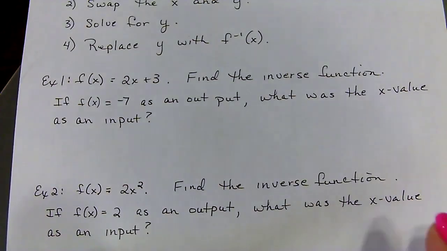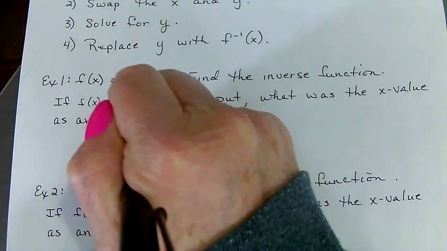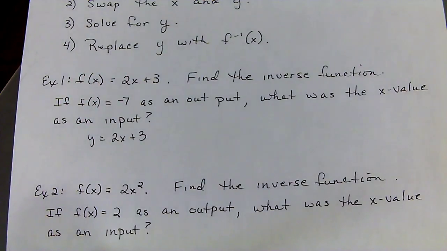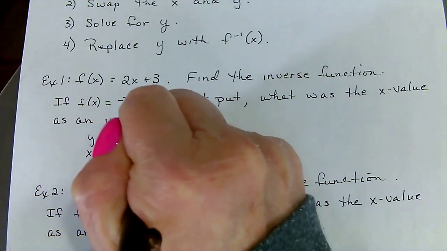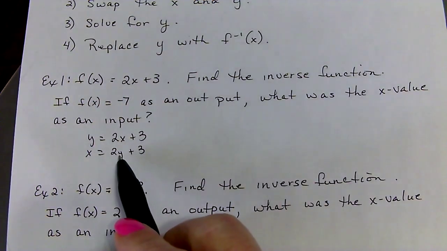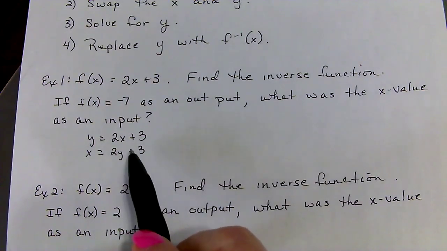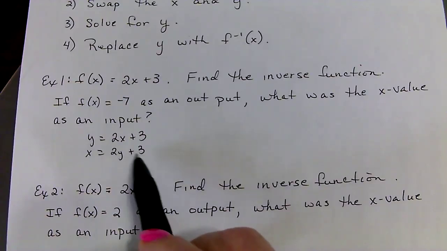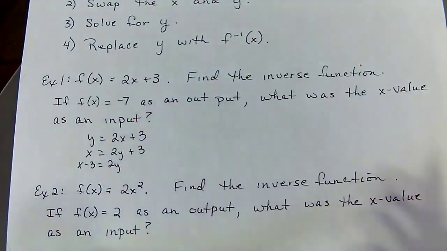So step 1, replace f of x with y. Step 2, swap your x and y. They literally just trade places. Okay, now here's where all the work comes in. You have to get that y value by itself. So since they took 2 times y and added 3 as the last step, our first step will be to subtract the 3. So we'll get x minus 3 is equal to 2y.